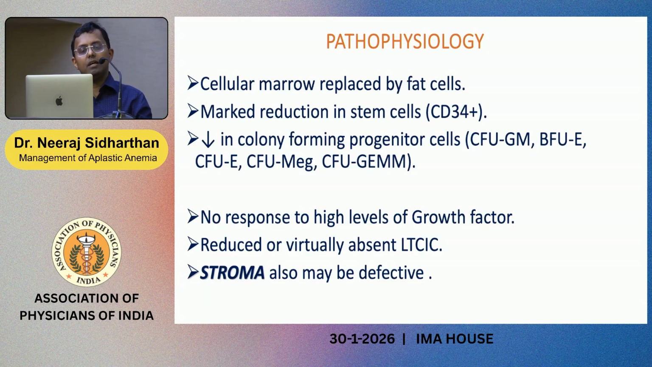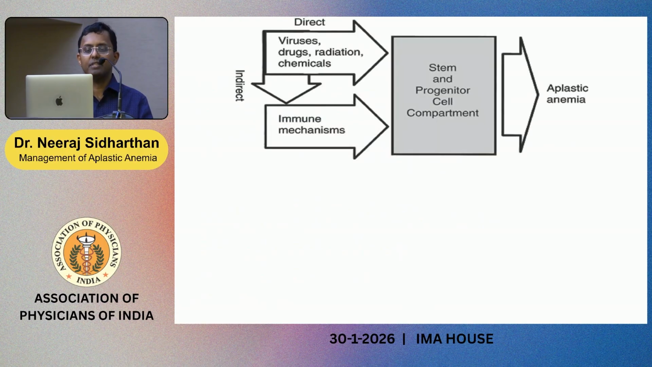So when we look at the pathophysiology of the disease, you can see that the cellular marrow is replaced by fat cells. And if you have to document that the stem cells are defective, you can use a marker called CD34, and that CD34 will be markedly reduced in the bone marrow. And contrary to popular belief, because of the very low levels of stem cells, these patients hardly respond to colony stimulating factor. In addition to the stem cells, the bone marrow stroma, which is harboring the stem cells, is also found to be defective in aplastic anemia.